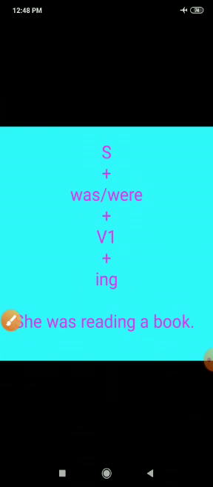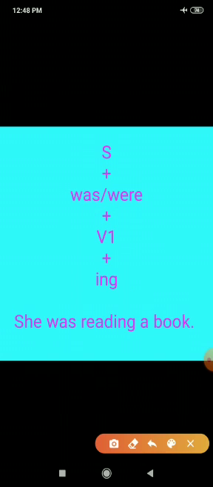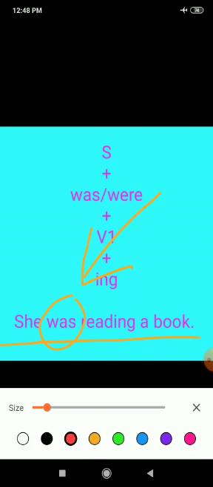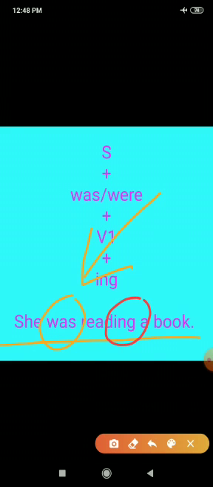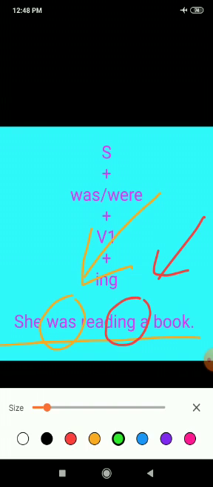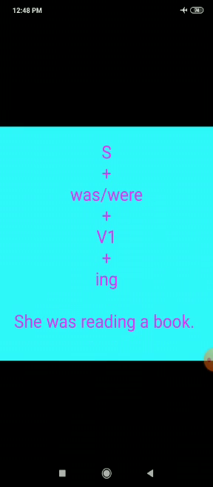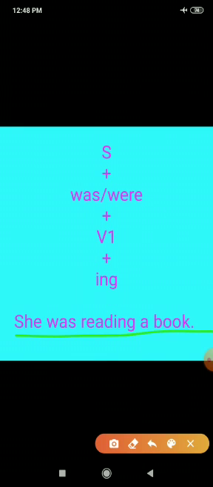The only difference between present continuous tense and past continuous tense is here. This sentence is in past. Was tells us that it is past. She was reading. And the ending ing tells us it is continuous tense. Past continuous tense. What would be the present continuous tense? The present continuous tense would be she is. She is reading a book.